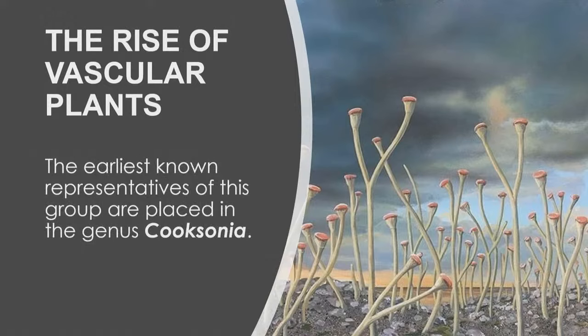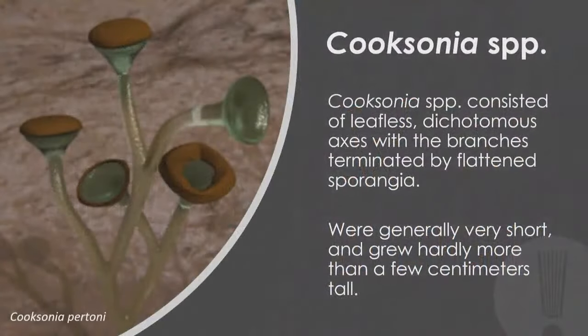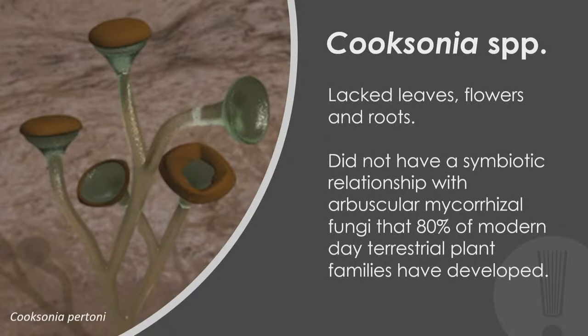The earliest known representatives of this group are in the genus Cooksonia. I have an example here, and I've got some good photos that might show it better than the camera. These are pretty small. They're typically very short, growing hardly more than a few centimeters tall. They consisted of leafless, dichotomous axes with branches terminating in a flattened sporangia. Remember, these plants reproduce with spores. They lacked leaves, flowers, and roots.